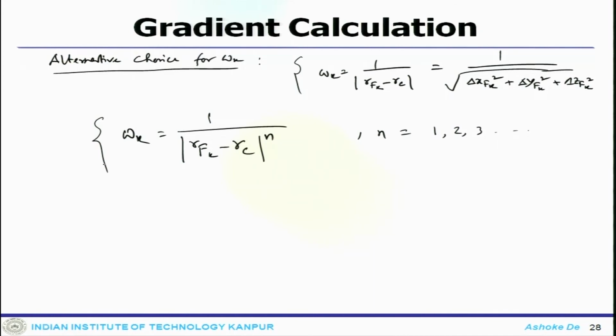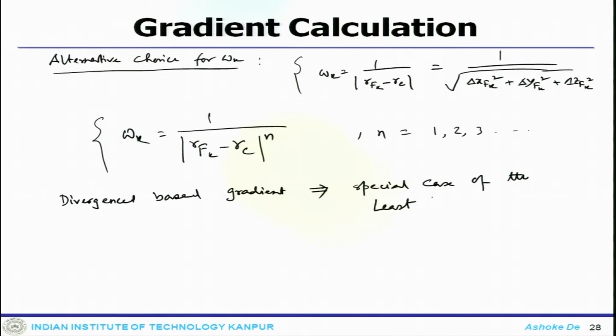Now, as mentioned, the divergence-based gradient is a special case of the least square formulation. One can show that. What we have said is that the divergence-based gradient is essentially a special case of the least square formulation. So, from the formulation that we have for the least square approximation, one can also obtain the divergence-based gradient, and we can see that.